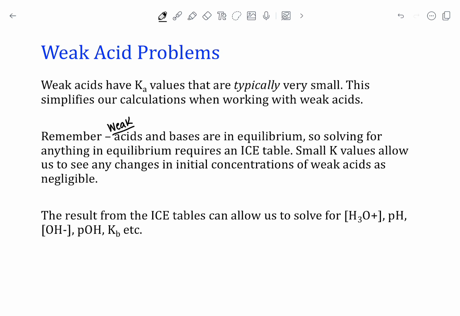So the result from the ICE tables for our weak acids and our weak bases is what is going to allow us to solve for the H3O plus concentration, or in some cases the H plus concentration, which we know that if we have that concentration, we can find the pH. If we know the pH, we can find the pOH. If we know the pOH, we can find the OH minus concentration. If we know things at equilibrium, we can solve for Kas. We'll see how we can then use that to solve for Kbs. So again, these ICE tables are allowing us to get so much information about one solution because of how interconnected all of those values are, as we saw in our previous lessons.